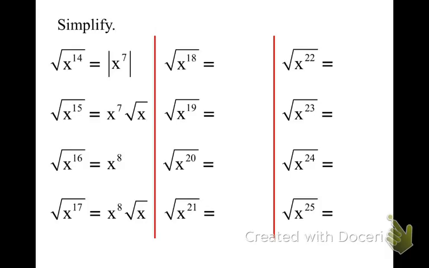Good. Okay, next one. X to the 18th. Chad: we say absolute value of x to the 9th. Good. Next one. How about Miles? X to the 9th, rad x. Good. Okay. Next one. X to the 20th. Let's go Harrison. Good. Sargis: x to the 10th, rad x. Good. Next one.